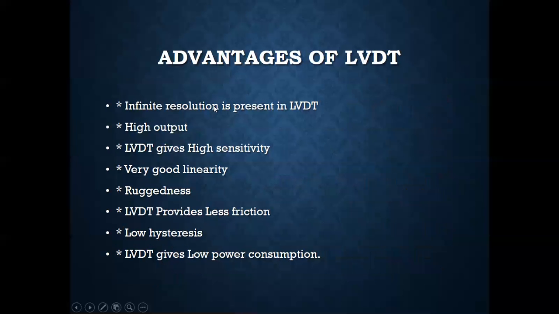Working of LVDT. The advantage of infinite resolution is present in LVDT. High output. LVDT gives high sensitivity, very good linearity. LVDT provides less friction, low hysteresis, low power consumption. These are all the advantages of LVDT.